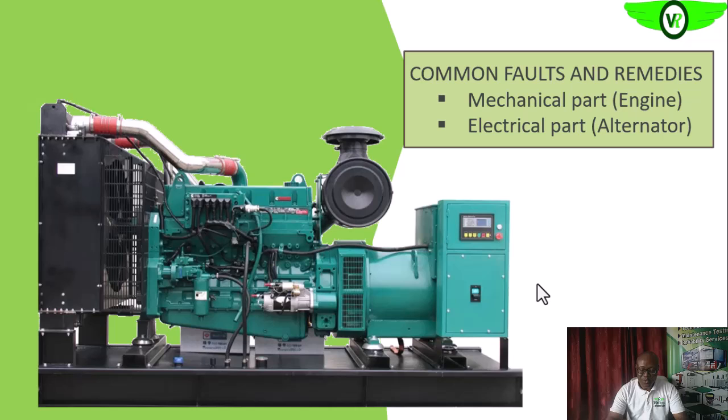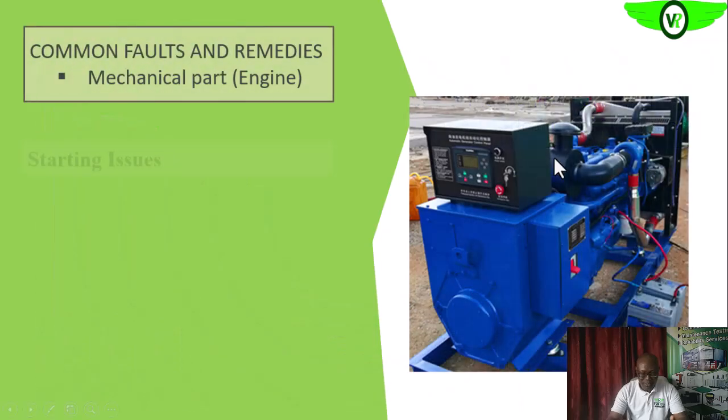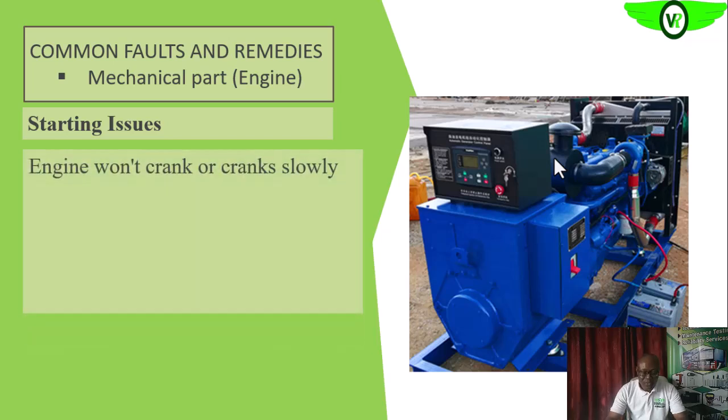Okay, so we've seen the various parts, how they interact to do all of this. So let us go into some common faults and how we can remedy them. First, we are going to be looking at the mechanical parts. Then we'll go on to look at the electrical parts. Okay, so the first that we'll be looking at, they are starting issues that have to do with generator startup. Okay, so what are some of the issues that are associated with starting?